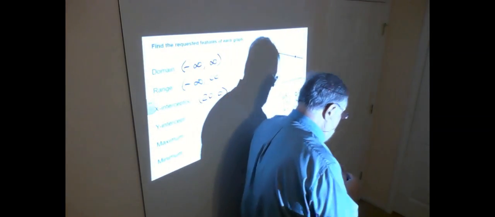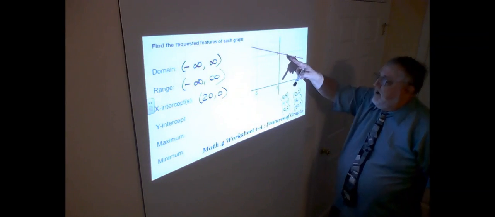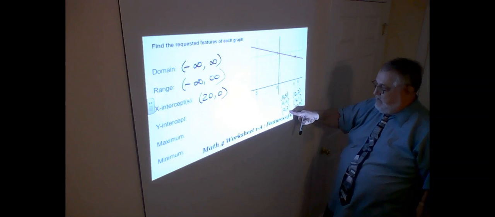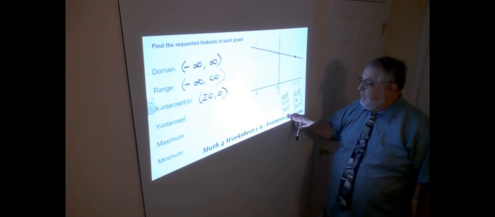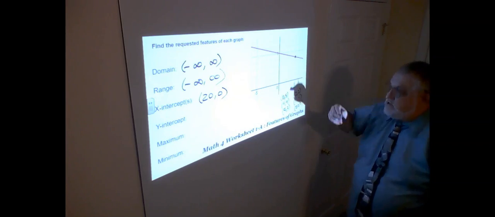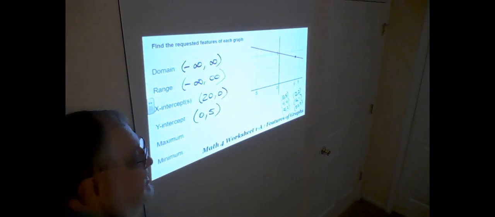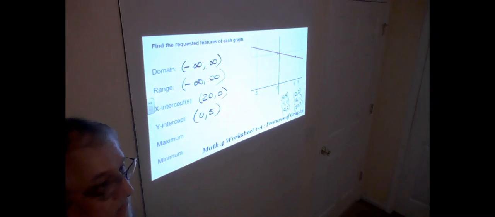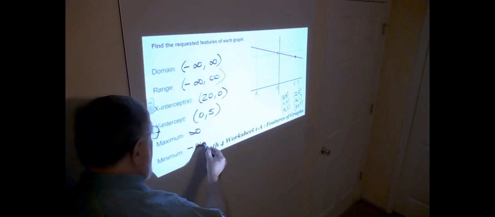Again, all I was doing was simply following the pattern. From 0, 5 to 4, 4 to 8, 3, I'm gaining 4 on the X and losing 1 on the Y. And so I'll leave that there. The Y-intercept is clearly 0, 5. And when we start talking about maximum and minimum, it's going on forever, forever up, forever down. So the maximum is infinity and the minimum is negative infinity.